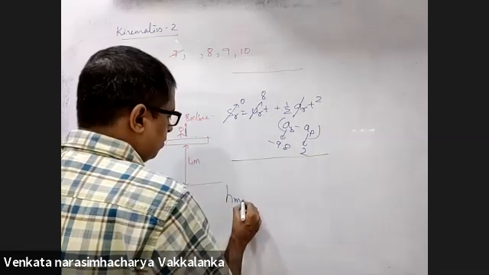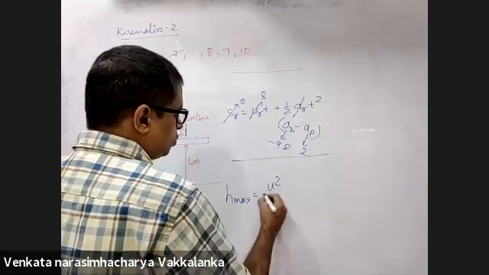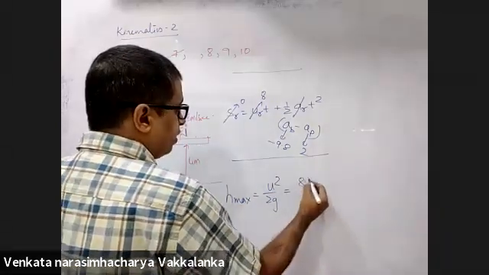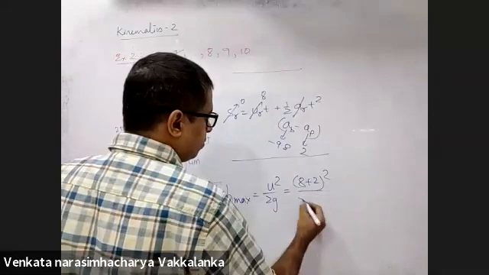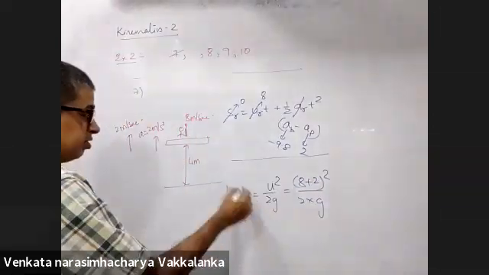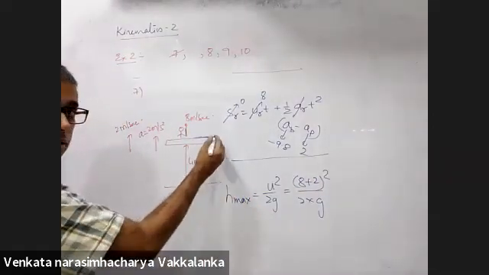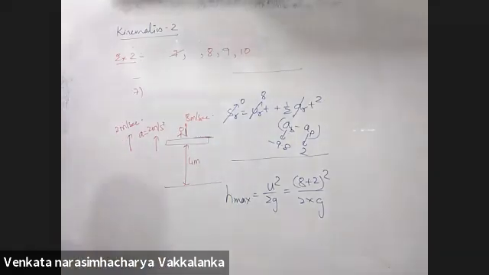H maximum will be u square by 2g. U square is 8 plus 2 whole square by 2 into g. But this is H maximum from here. If he is asking from the ground, don't forget to add plus 4.